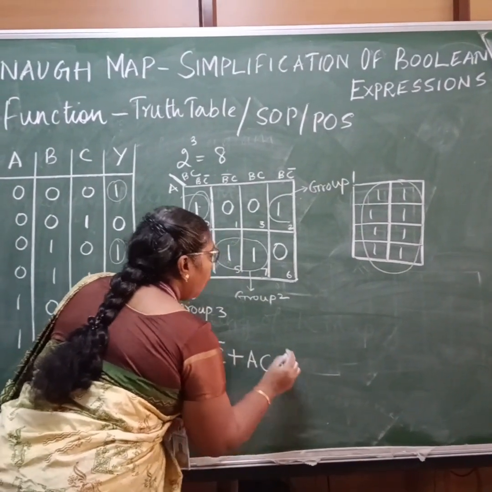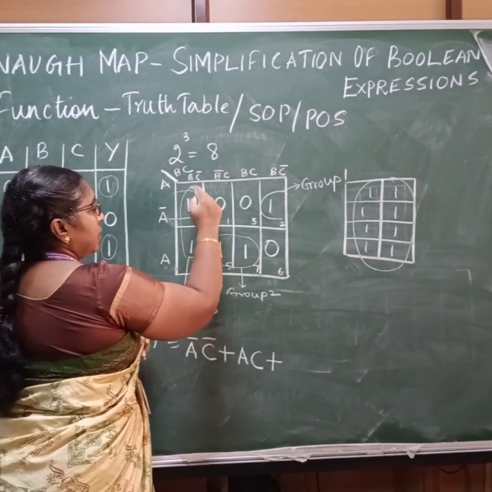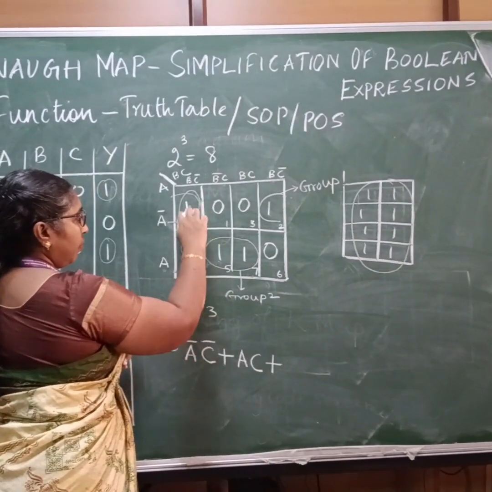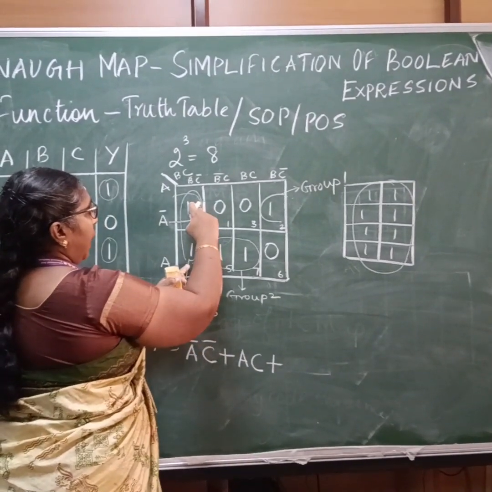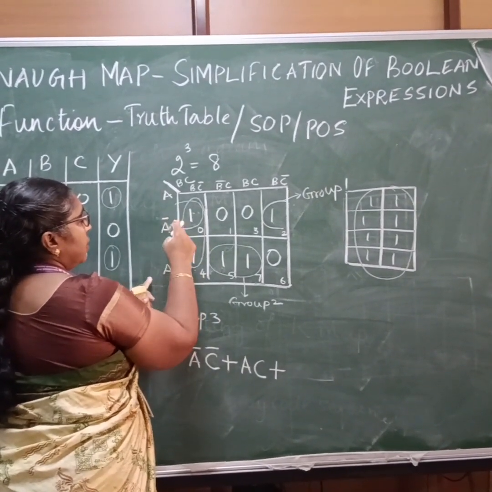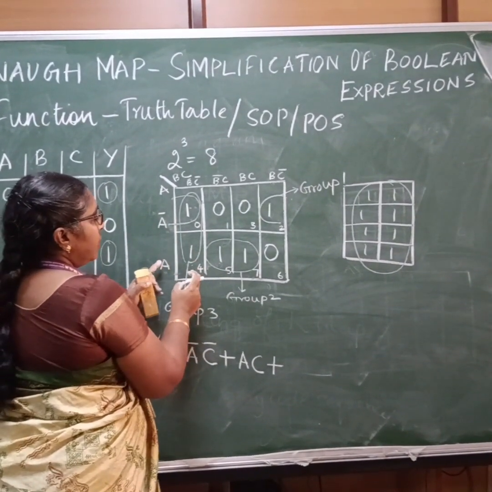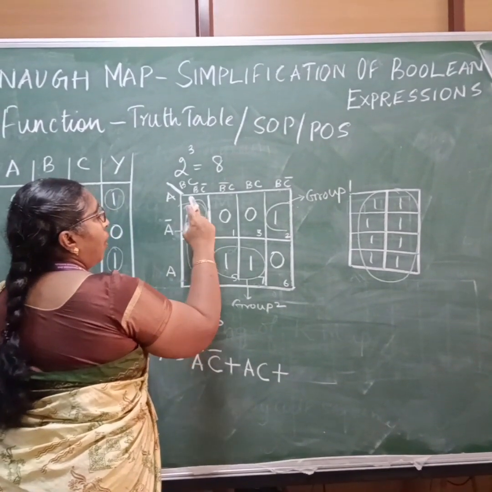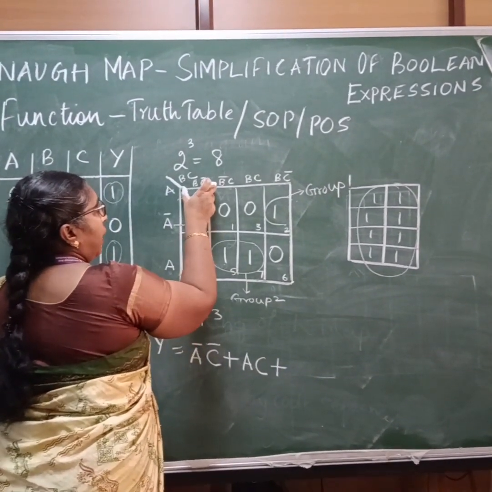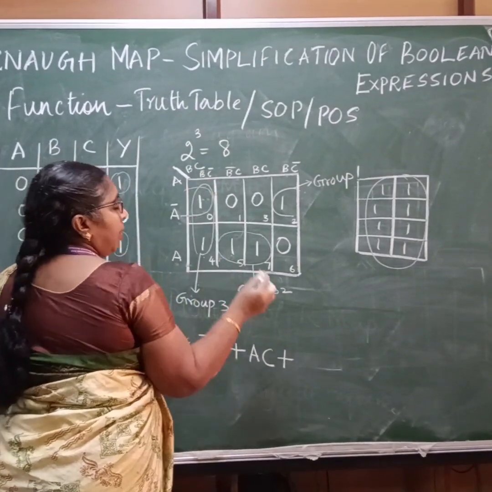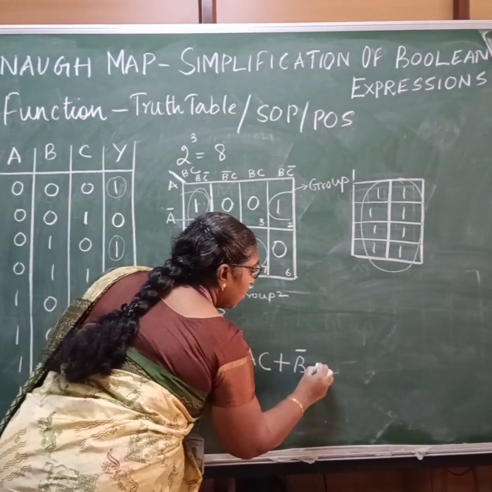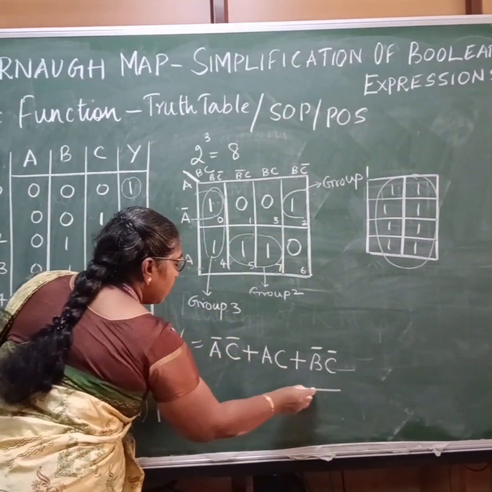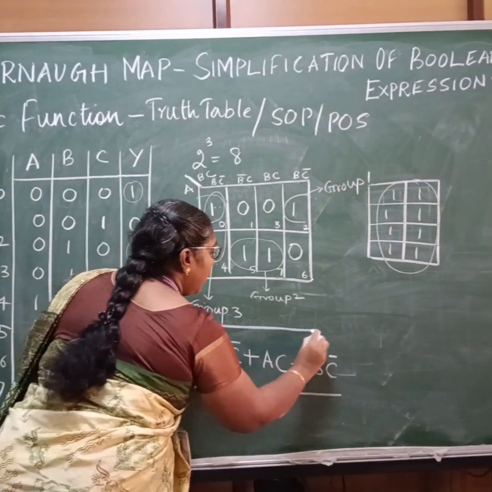So for group 3, when you take it horizontally, nothing is common. So it is A into A bar, which is 0. So sorry, A plus A bar will be 1. In this case, when you take it this way, you will be getting B bar C bar. So this is the final expression of the logical function.